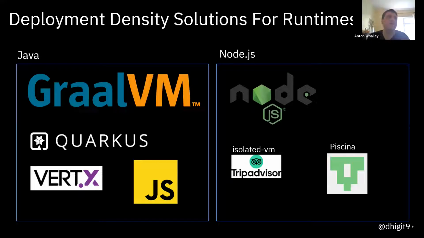So from Java, you'll see things like GraalVM, which allows you to deploy things like Quarkus, Vert.x, and JavaScript applications within that. And it's basically a compile-to-native technology. And in Node.js, we're starting to see things like Piscina and isolated-vm, where basically you have a single Node.js process that has lots of embedded isolates in there that act as smaller processes within the process. But again, it's all about trying to get this application density, which Rust gives you for free. Okay, so that's deployment density and the benefits of running Rust and native.